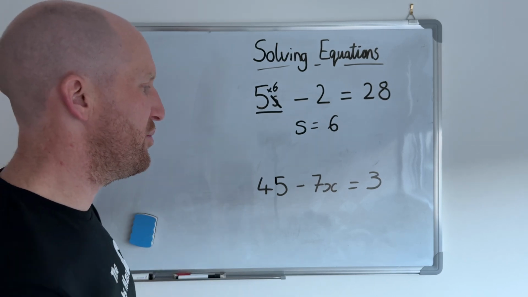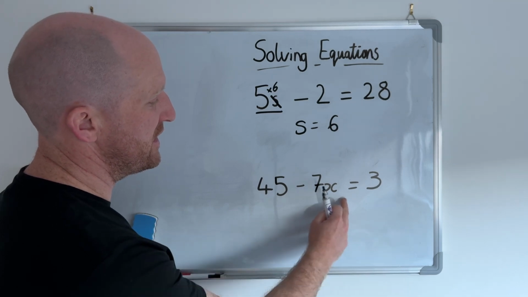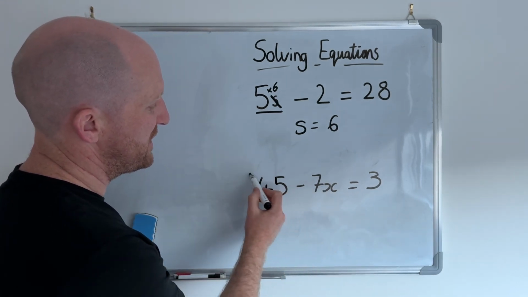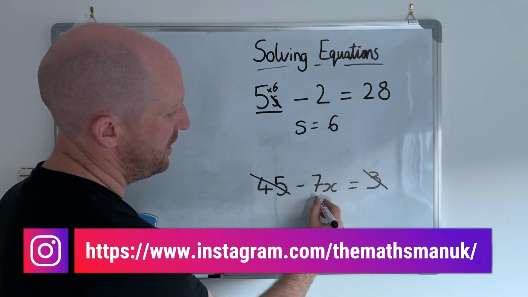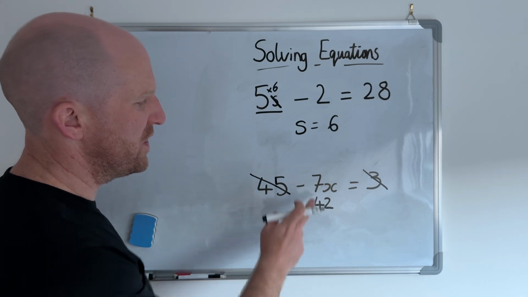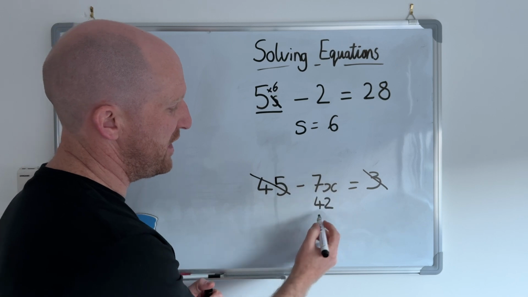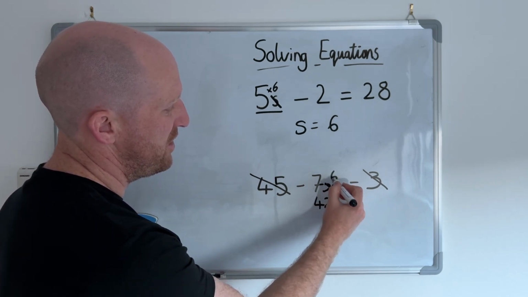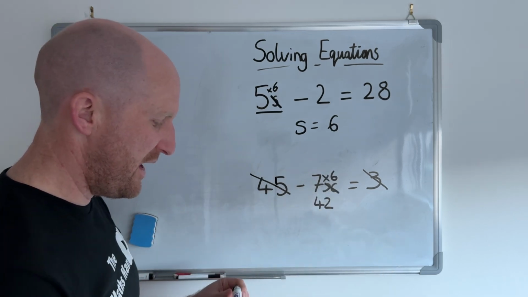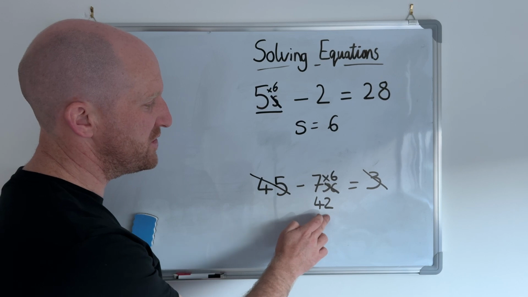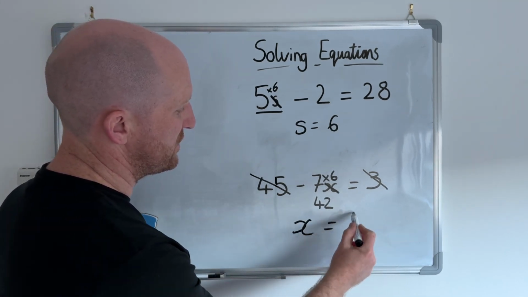So again, I'm going to work backwards, and what I'm going to do is I'm going to say, well, 45 take away a number equals 3. So I'm going to take 3 away from 45, so that must mean 7x makes 42. So 7 multiplied by a number makes 42. 7 multiplied by a mystery number makes 42, so x again must be 6, because 7 times 6 makes 42. And now let's test it. So 45 take away 42 equals 3. So again, x equals 6.